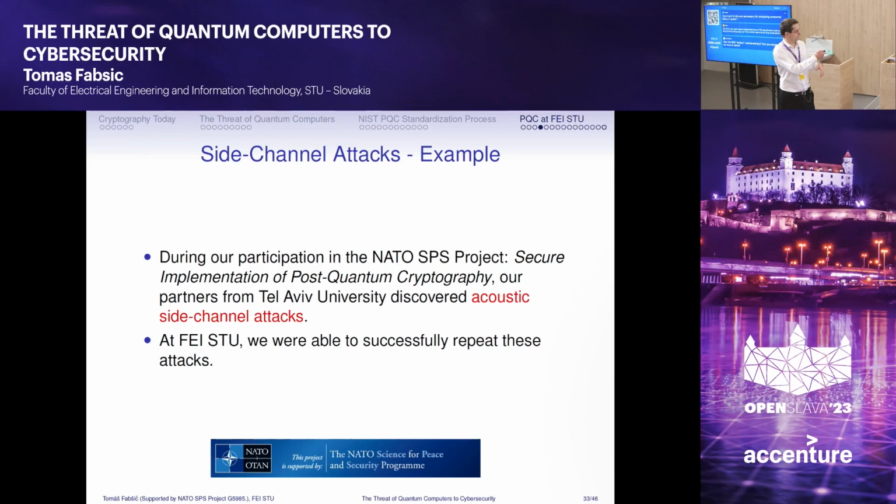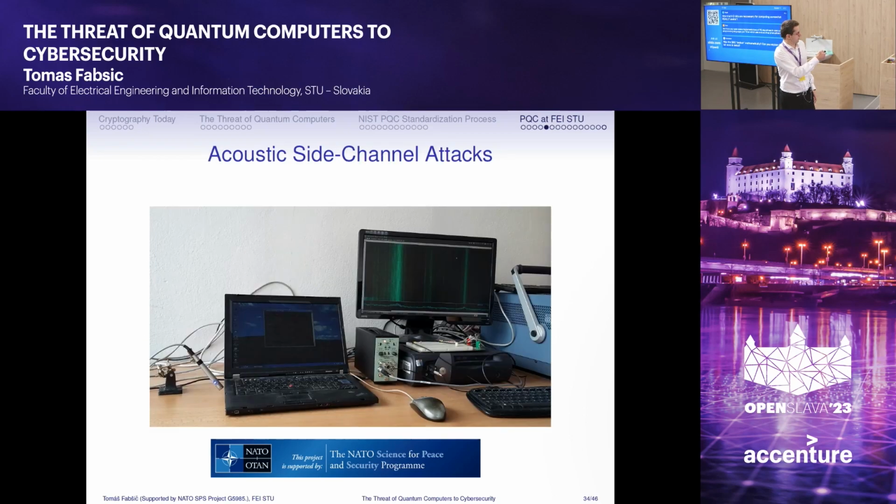For instance, we studied acoustic side channel attacks. These were invented during the NATO project which we participated in with our colleagues in Tel Aviv University. We were able to repeat them in this building, and this is our apparatus. This is a computer which performed RSA decryption. Here is a microphone which recorded the sound during the decryption, and here is a computer which was used to analyze the sound. If the RSA is not implemented correctly or carefully, then just by recording the sound you can break it. So we are interested in such attacks and countermeasures against such attacks on post-quantum cryptography. This is a huge field.